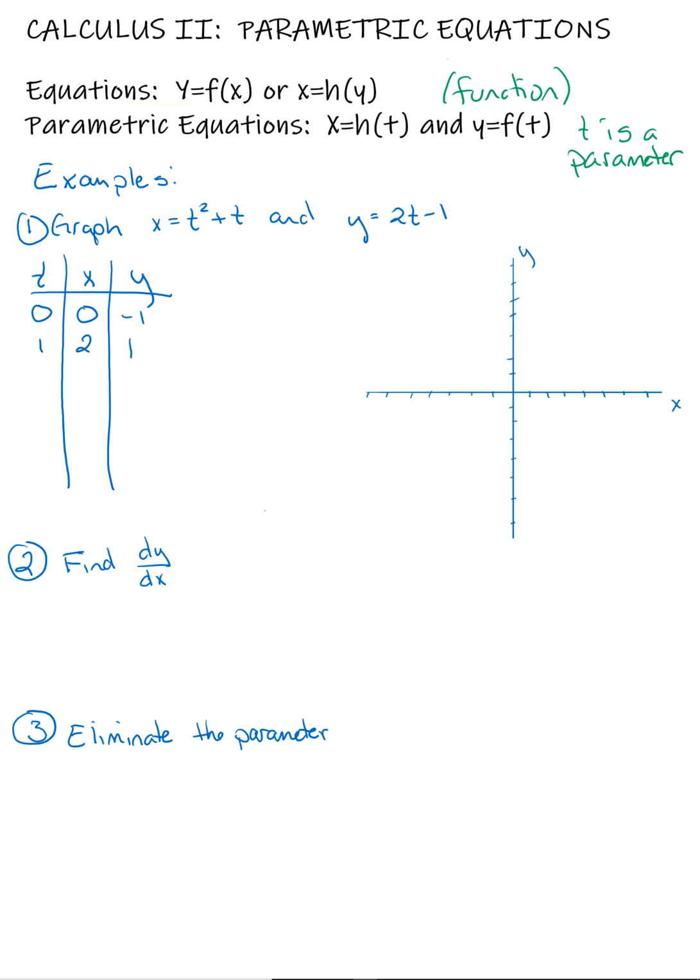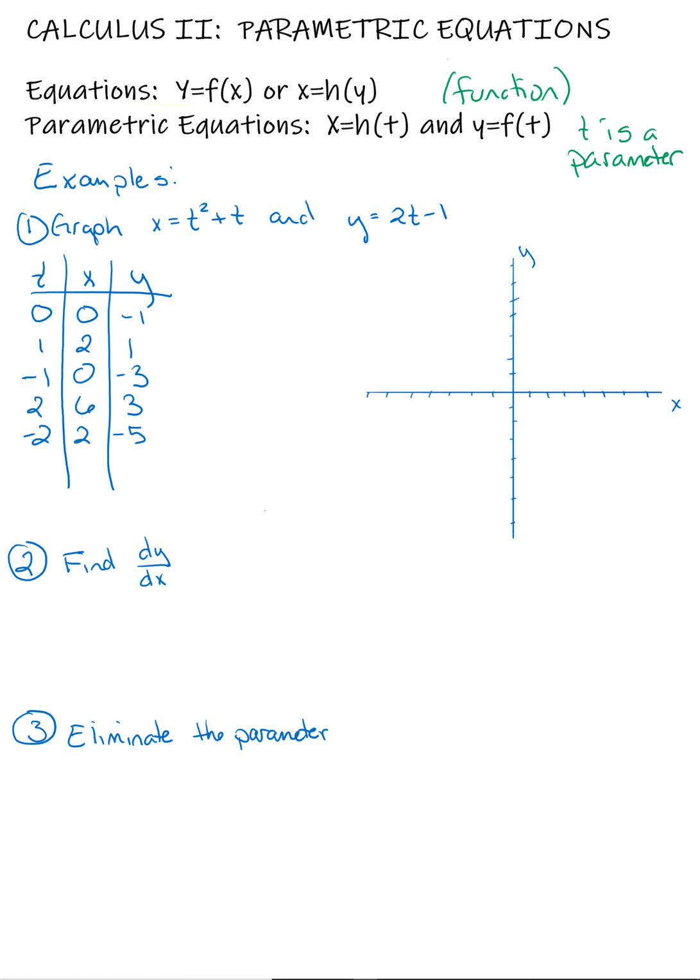1 works. Let's try -1. Put in -1 for t. We get a 0 for x and a -3 for y. All right, not so bad. Let's see if we can do the same thing with the 2's. Let's try a 2 for t. That gives us 6 for x and 3 for y. -2 for t gives us 2 for x and -5 for y.